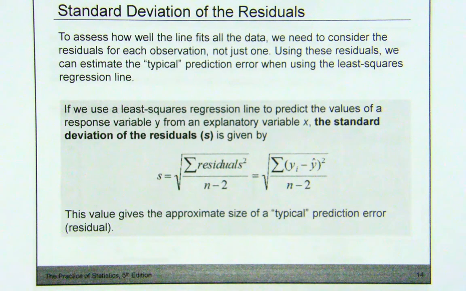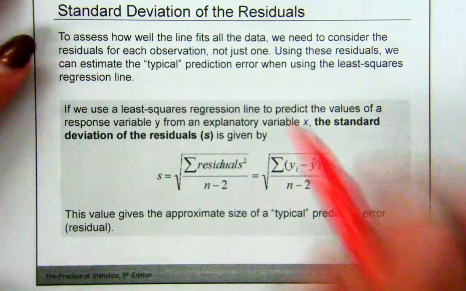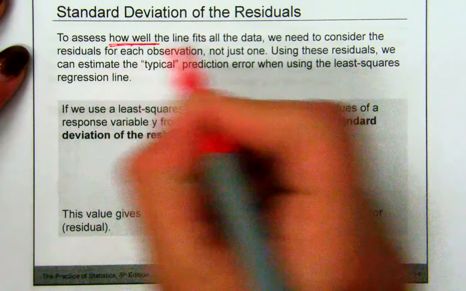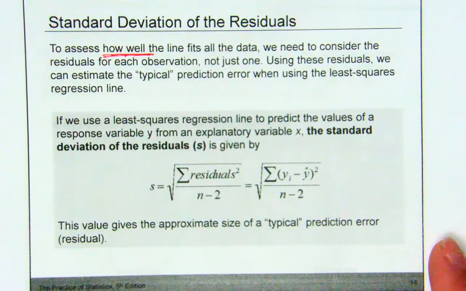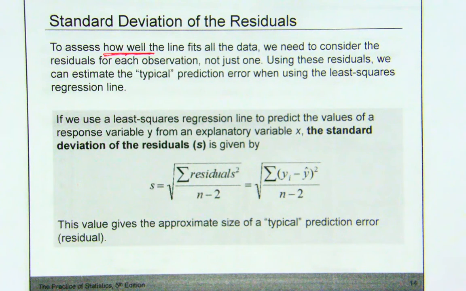So standard deviation: to assess how well the line fits all the data, we need to consider the residuals for each observation, which we do, not just one. Using these residuals, we can estimate the typical prediction error when using the least squares regression line. So how far off is your typical residual going to be? Are you usually off by 1.5, or by 1 or 0.5, or are you off by 2 most of the time? What's a typical prediction error? That is what we call the standard deviation of the residuals, or S.